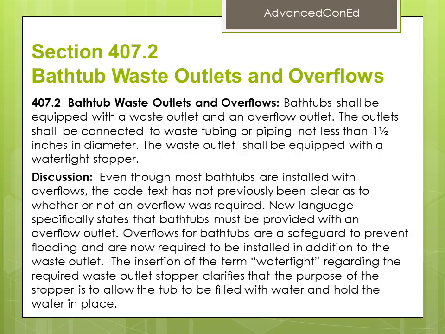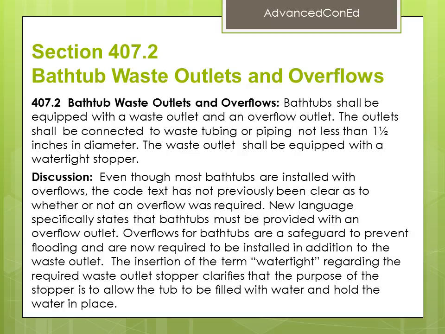Section 407.2 Bathtub Waste Outlets and Overflows. Bathtubs shall be equipped with a waste outlet and an overflow outlet. The outlets shall be connected to the waste tubing or piping not less than 1.5 inches in diameter. The waste outlet shall be equipped with a watertight stopper.